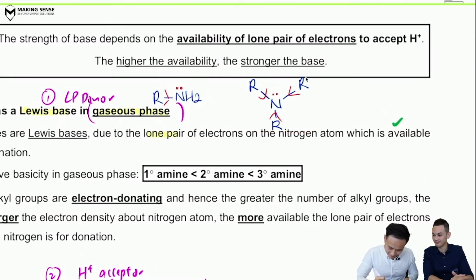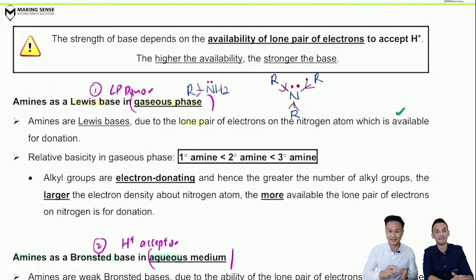Yes. So this lone pair, because it's having more friends, right, or receives money or electrons from them, this lone pair becomes fatter, right, and hence is more available. So we say that tertiary amines, they're actually stronger Lewis bases than primary amines.